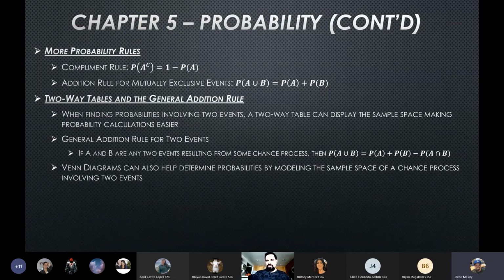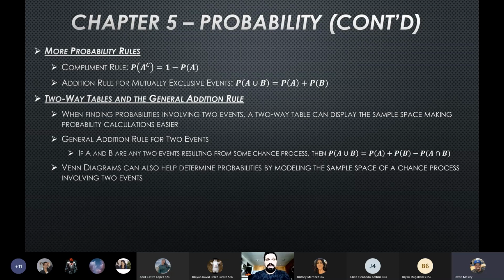We can use two-way tables and the general addition rule to help us with probabilities. When finding probabilities involving 2 events, the two-way table can display the sample space, making probability calculations easier. We can use the general addition rule for 2 events. If A and B are any 2 events resulting from some chance process, then the probability of A union B, or A or B, is equal to the probability of A plus the probability of B minus the probability of the outcomes they have in common. And this is to avoid counting those outcomes twice, which would throw things off.